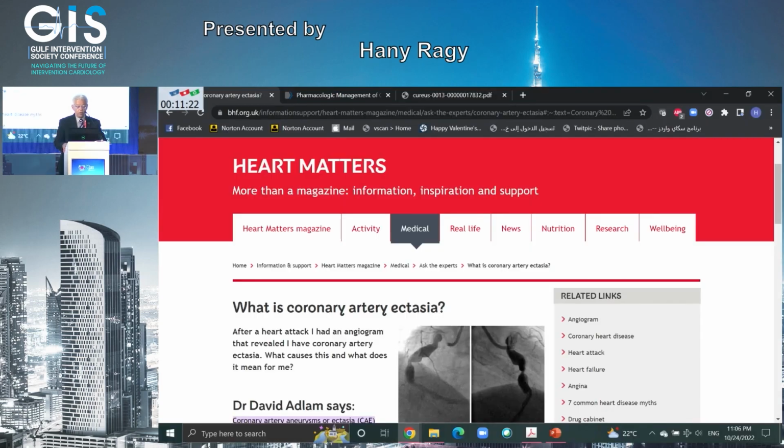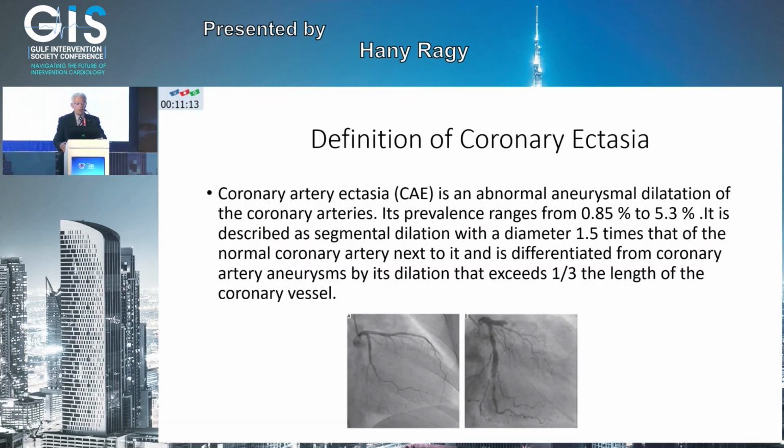This is an example of ectasia, and even telling the patients that they have a coronary ectasia is now something on the internet. What is the definition of ectasia? Ectasia is an abnormal aneurysmal dilatation, ranging from 1 to 5%. It's a segmental dilatation, at least 1.5 times that of the normal coronary artery next to it, and the difference between ectasia and aneurysm is the length. If you have an aneurysm which is extending at least 1/3 of the coronary vessel, then you call that an ectatic coronary artery. If you have a short aneurysm which is localized, then that's just an aneurysm.